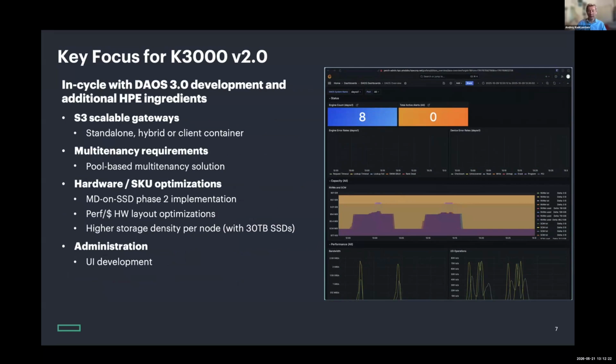I listed here the primary areas for us in terms of the K3000 2.0 software investment, where we think it brings the highest value for HPE users. Joan already mentioned that we have some work on the S3 gateways, and that is happening absolutely. The idea is to provide these gateways in multiple configurations. That could be standalone gateways, hybrid gateways on the storage nodes, or inside the containers on the client. That work is happening.